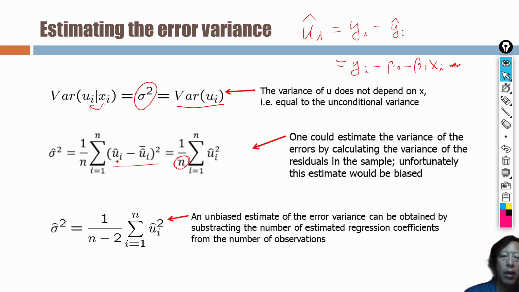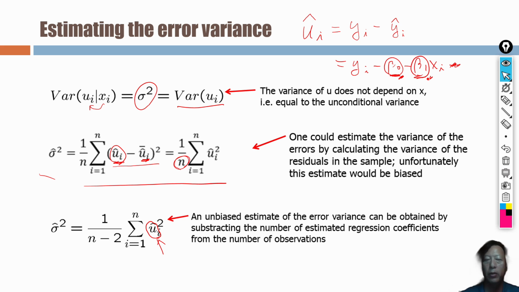Because here this is just the average, right? But how many parameters do we estimate here? We estimate beta 0 and beta 1 using this data. So we calculated beta 0 and beta 1. How many parameters did we estimate? Two parameters. That's why you have to subtract 2, and this will be the unbiased estimator of the error variance.